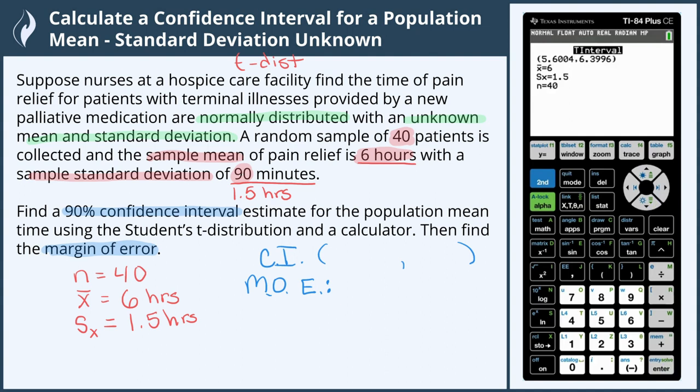And let's go ahead and write this down. The confidence interval of 5.6004 to the upper limit of 6.3996. Now let's go ahead and find the margin of error.